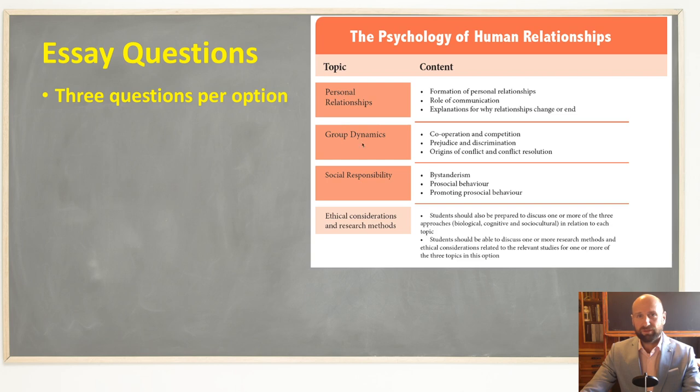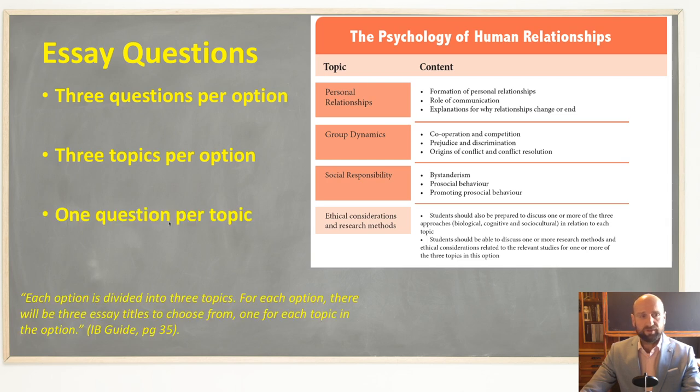There are 3 questions for every option in the exam. And because there are 3 topics per option, there's going to be 1 question per topic. And it states this exactly in the guide. So that means you're guaranteed 1 question at least from personal relationships, either the topic or the sub-content points here. There'll be 1 from group dynamics, 1 from social responsibility. That means just choose 1 of these topics and the relevant sub-content to be an expert at.